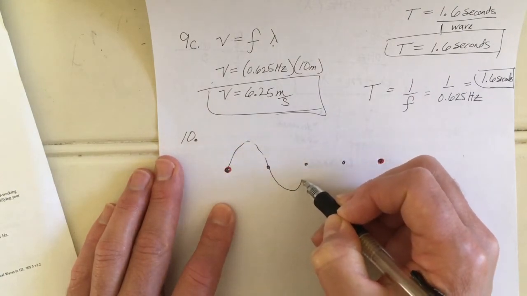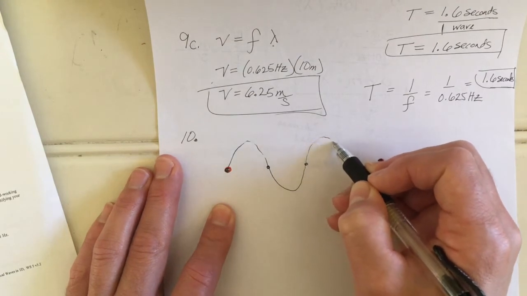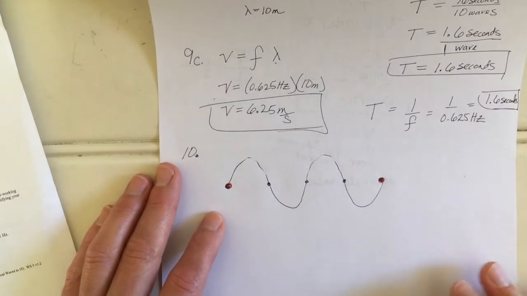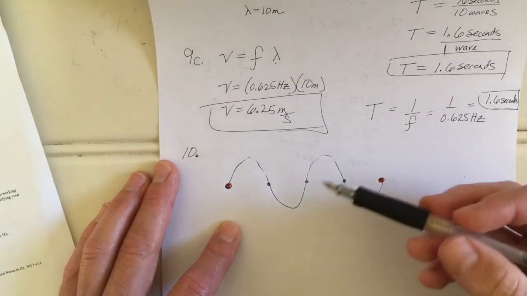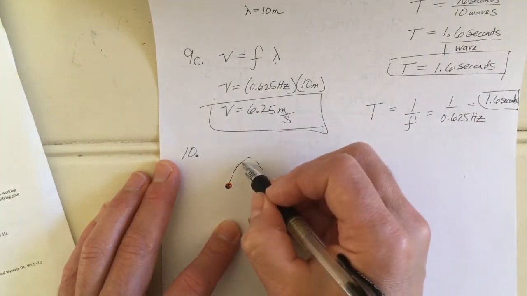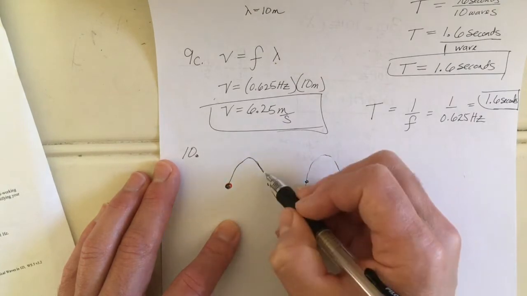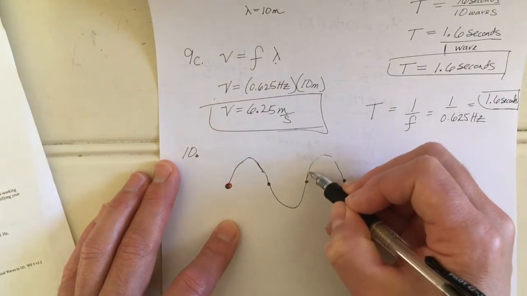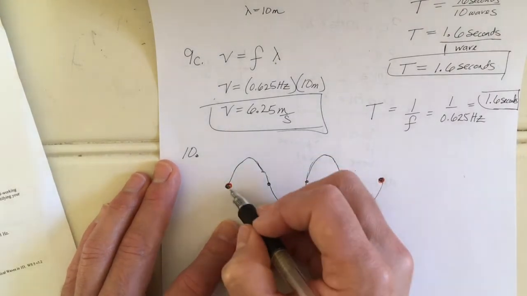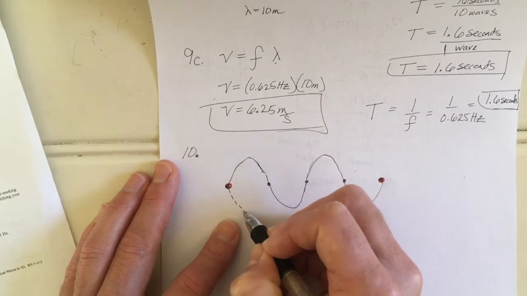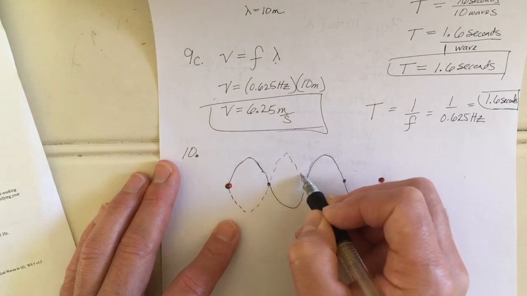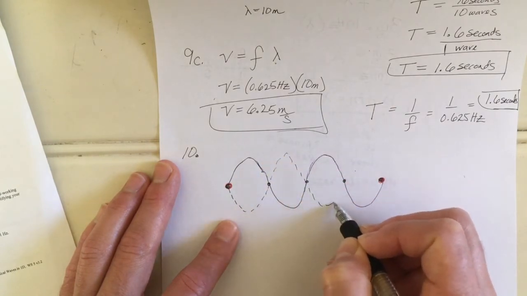I'm going to start with a sinusoidal wave, and then I'll show you how a standing wave looks a little different. A standing wave is going to do this at one time. This pen's dying a little bit on me. And then at a later time, it's going to look like this. So this is what I mean by standing.